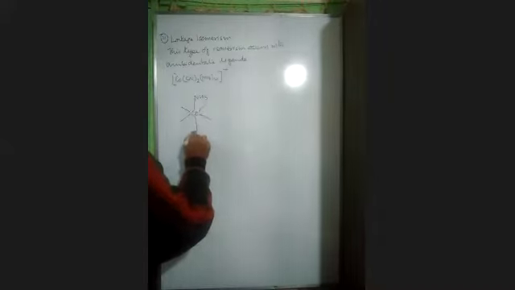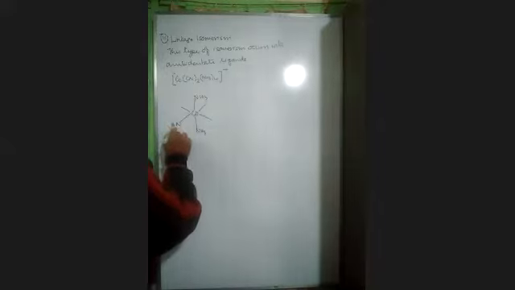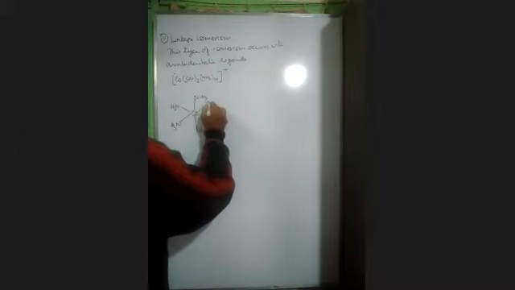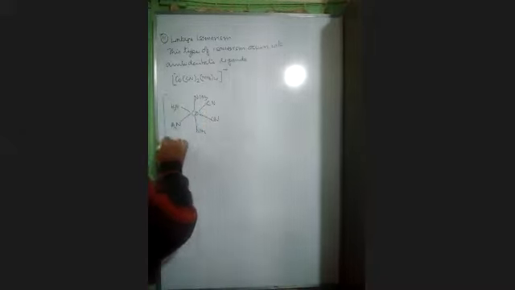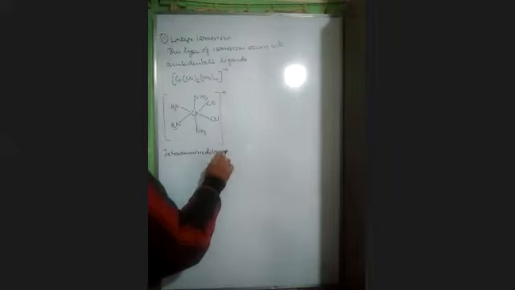Okay, let me draw a structure. The cyanide is bonded through carbon. It is cobalt plus 3, these are minus 2, because of that only plus. So it is tetraammine dicyanido cobalt(III). What is this isomer?